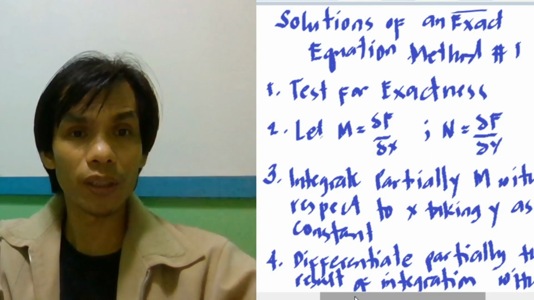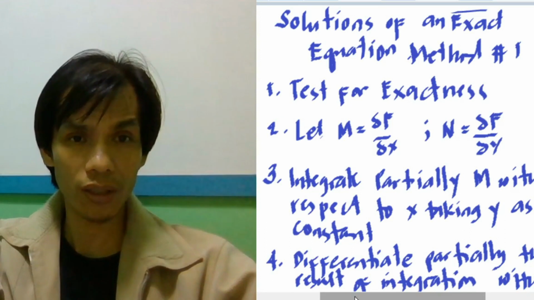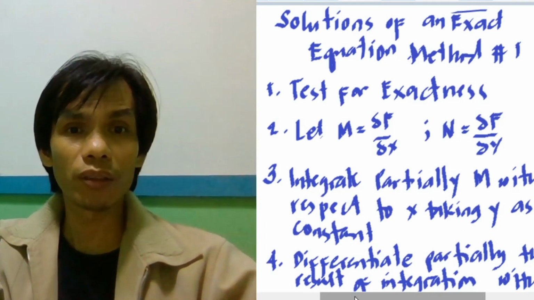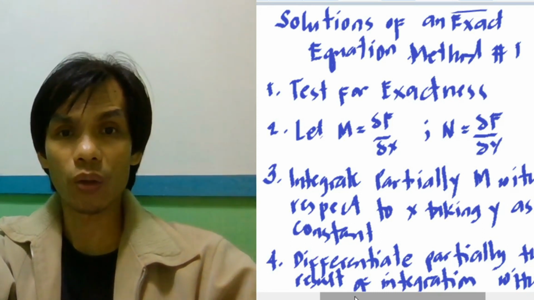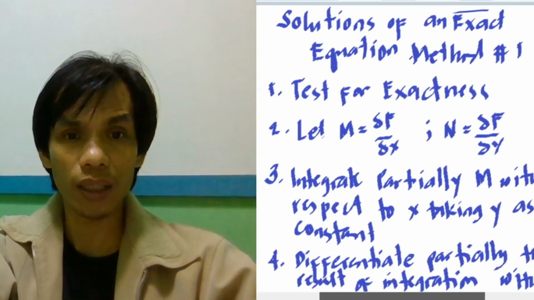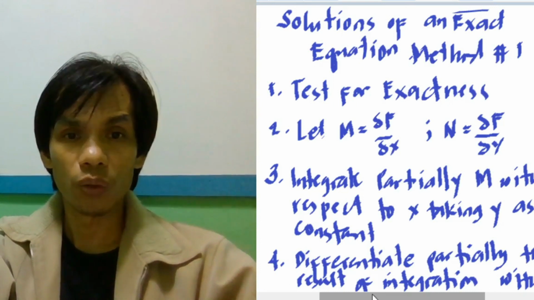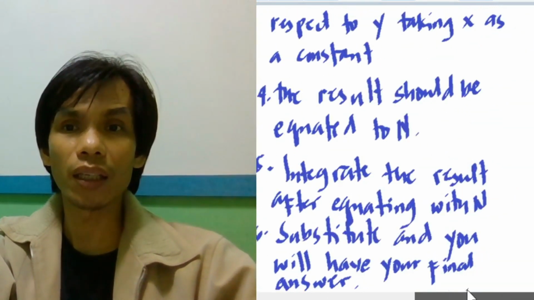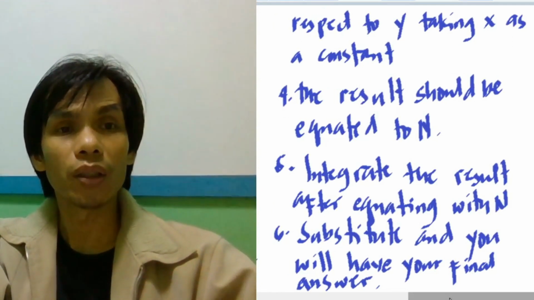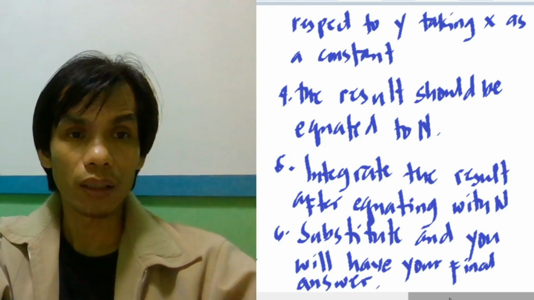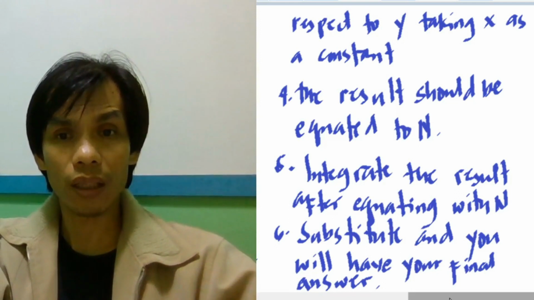After testing for exactness, and we have proven that it is exact, we integrate M partially with respect to x, taking y as constant. Then we differentiate partially the result of integration with respect to y, taking x as a constant also. After that, the result should be equated to N, because technically it should be equal to N since it is an exact equation.